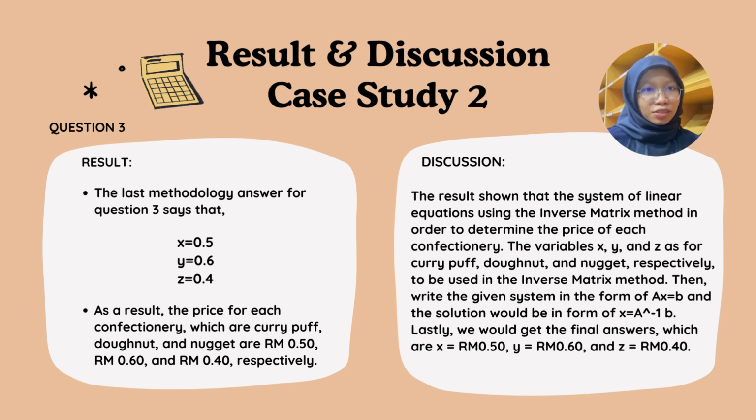The variables x, y, and z are for curry puff, donut, and nugget respectively, to be used in the inverse matrix method. Then, write the given system in the form of AX equals B, and the solution will be in the form of X equals A inverse B. Lastly, we will get the final answer, which is x equals 0.5, y equals 0.6, and z equals 0.4.